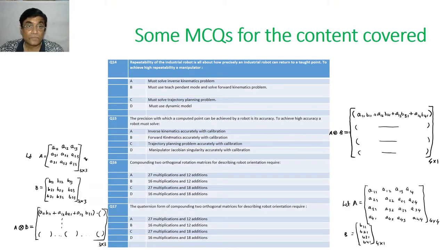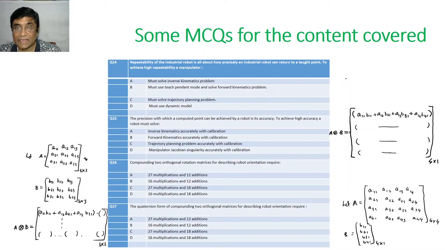Now, there are 2 important concepts. Now we'll talk about that. Repeatability of an industrial robot is all about how precisely an industrial robot can return to a taught point. To achieve high repeatability, a manipulator must solve inverse kinematics, must use teach pendant mode and solve forward kinematics, okay? Solve trajectory planning, must use dynamic model.